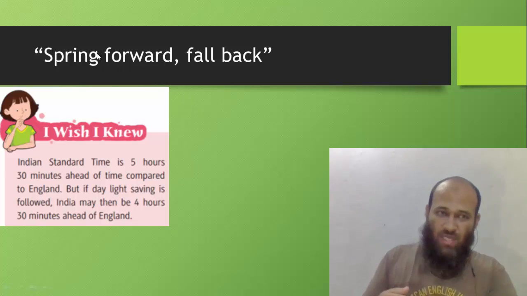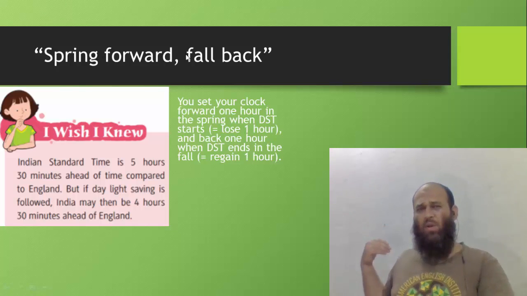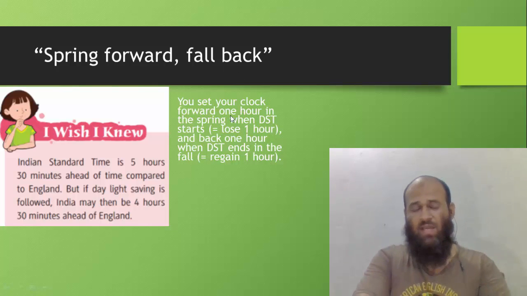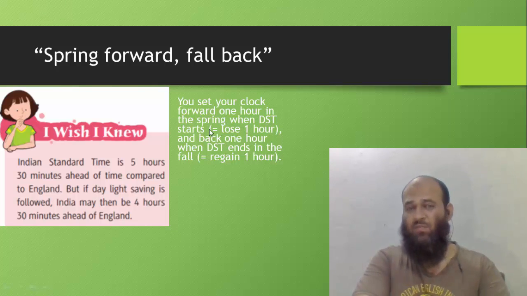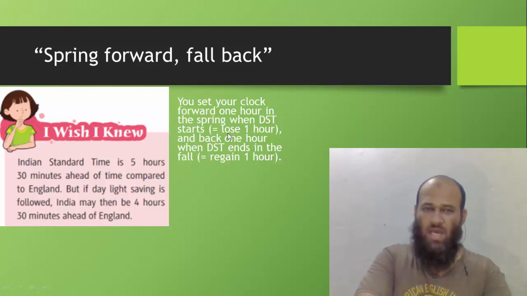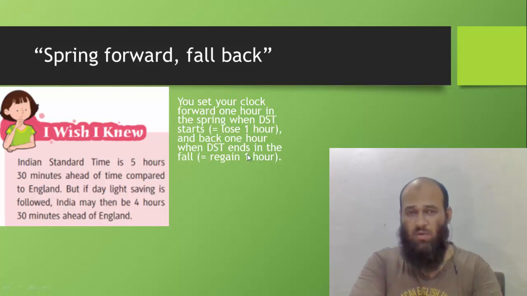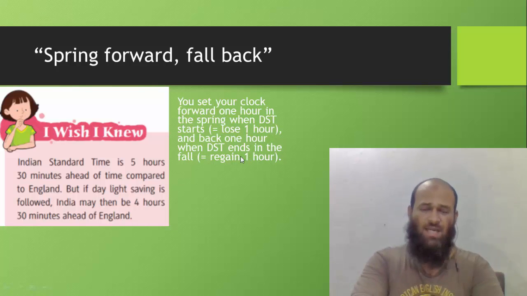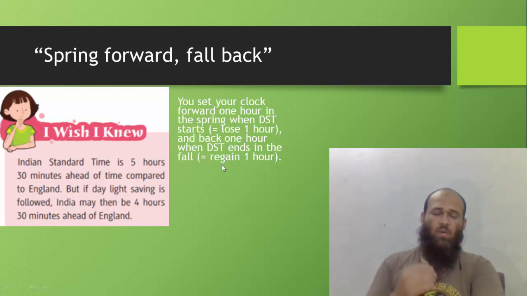When it is springtime, go 1 hour ahead. When it is fall, come back 1 hour. You set your clock forward 1 hour in the spring when daylight saving time is followed. That is, you start losing 1 hour. This springtime usually in India is followed in the month of March or April, and fall starts in October, November. So you have to minus 1 hour.